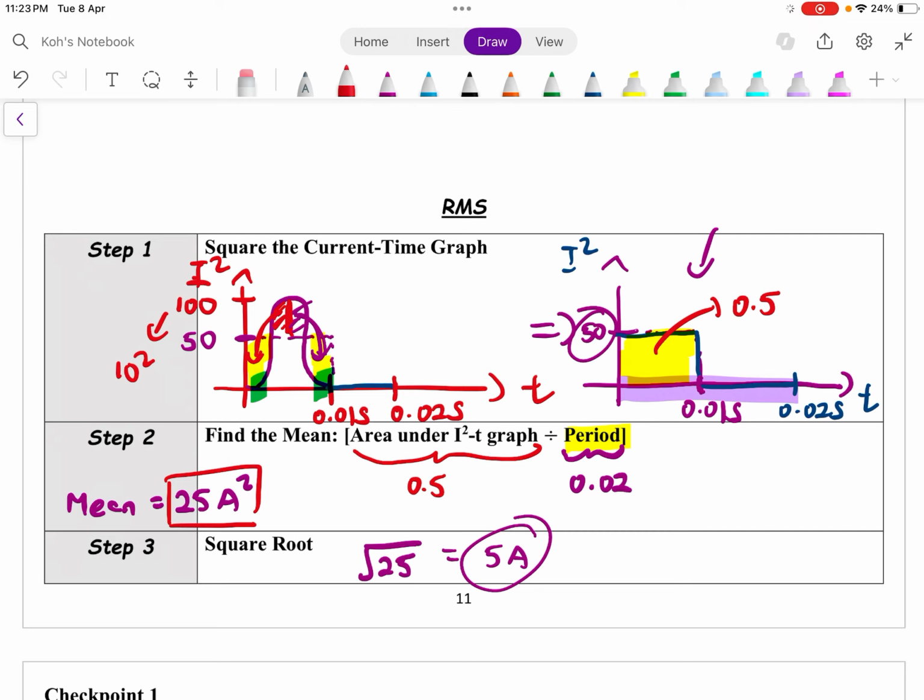The third step, you need to root it. So when you do the square rooting, square root 25, you'll get about 5 ampere. So this 5 ampere that we derive is actually the root mean square current of a half-wave rectified current.